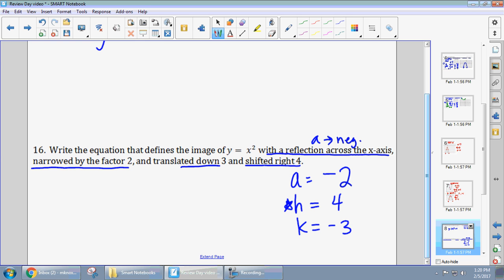Because my vertex, this is talking about where my vertex is. It's down 3 and right 4. So that means I would go right 4, down 3. If I make a little graph right here, it would be somewhere right here. That's where my vertex would be. So when I come back to write my equation, I am going to be y equals, and then negative 2 times x minus 4 squared minus 3.